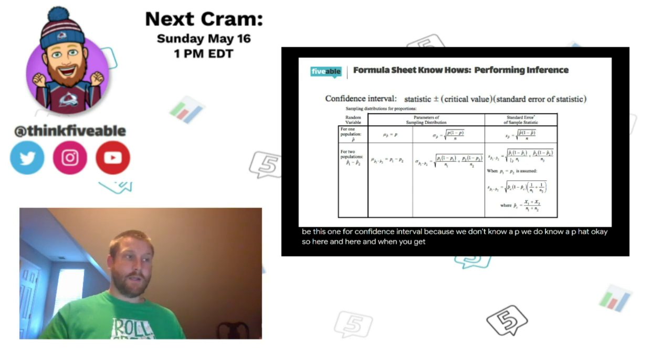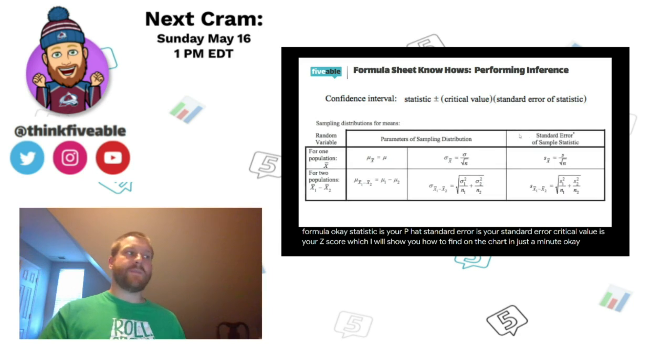And when you get to inference, when you assume the two things are equal, then you'll use this one. You'll combine, you'll pool your data. Okay, so this little chart, and the chart we'll see for means in a minute, can be pieced together to build this formula. Okay, statistic is your p-hat. Standard error is your standard error. Critical value is your z-score, which I will show you how to find on the chart in just a minute.